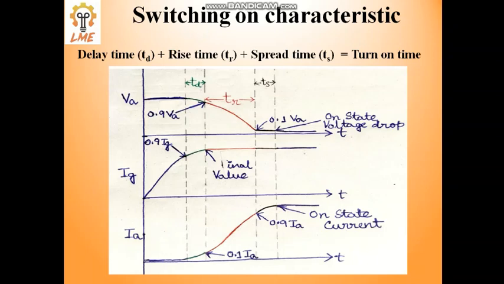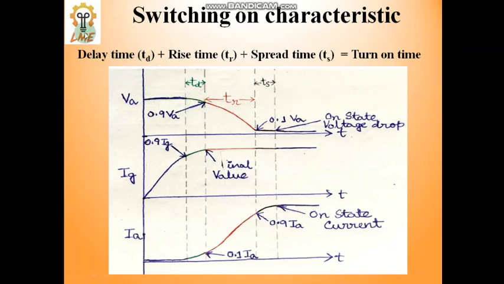Okay, so this is the switching on characteristics of a thyristor. Previously we have seen the turn on methods of a thyristor. There are 5 methods of turn on of a thyristor. Here we will see how the thyristor will be turned on. That comes under this discussion.